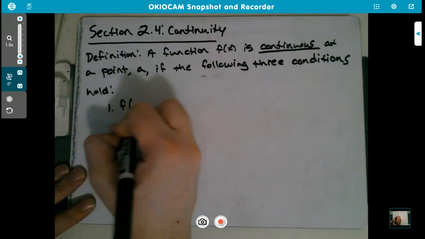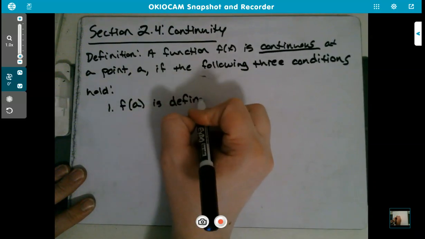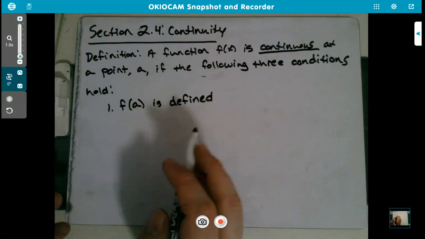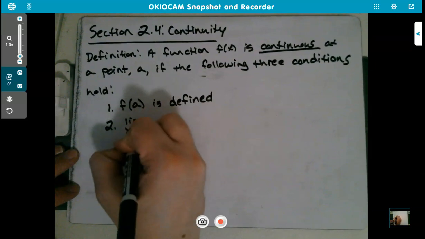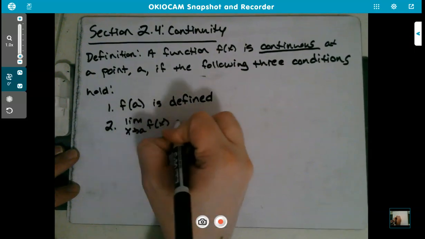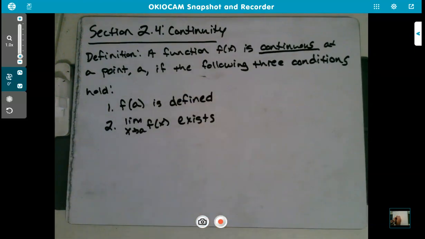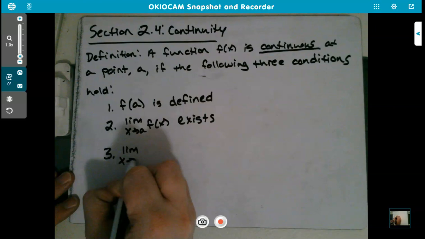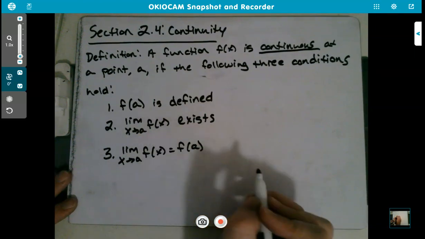Number one, f of A is defined. So this means I have to be able to plug in the number A. Number two, the limit as x approaches A of f of x exists. We learned how to do that in sections 2.2 and 2.3. And then the third one is that the limit as x approaches A of f of x has to be equal to f of A.